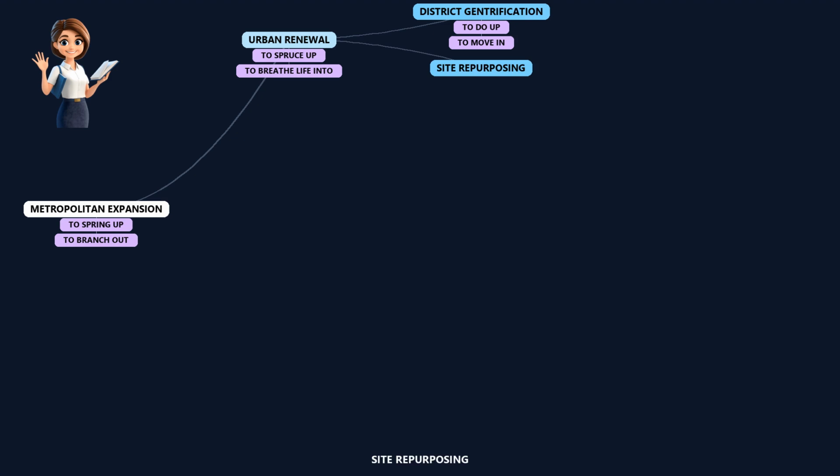Site repurposing. Site repurposing serves as a functional layer of urban renewal where we can turn into a park what was once a factory or make over a warehouse. Essentially, we are giving an old, ugly building a brand new job.